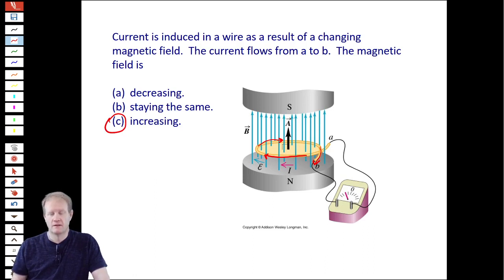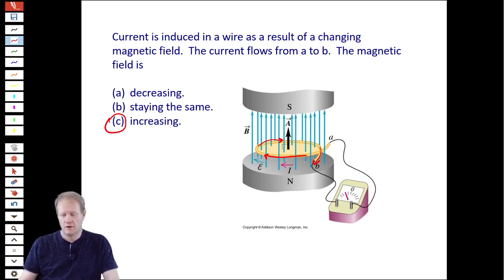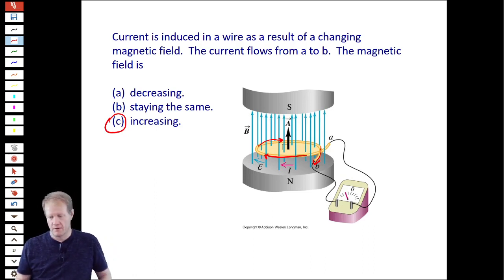If I use the right-hand rule, I can figure out that my coil is making a magnetic field that's down, opposing the magnetic field. So it would want to do that, by Lenz's law, it's trying to keep the field the same. So if the field's increasing, it would make a field that opposes.